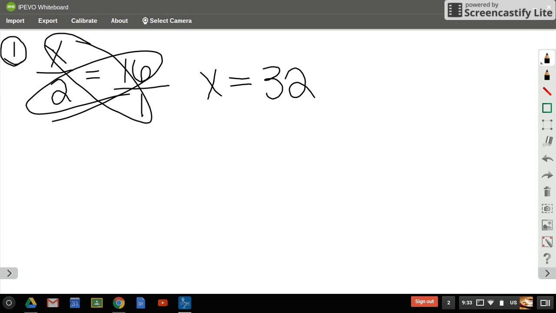We need to check and see if we have any excluded values. We do not have any values that would make the denominator 0, so this is our final answer. That's the most simple problem you will see, so we'll do something a little bit more advanced.